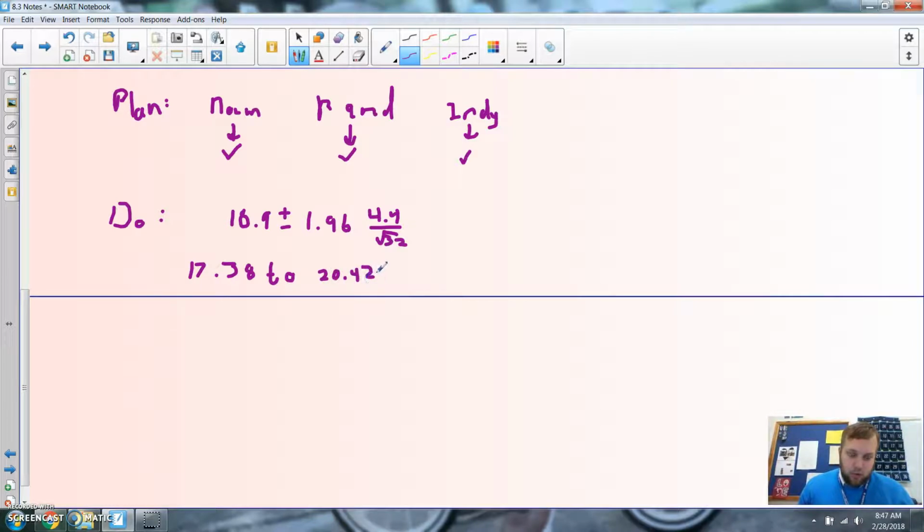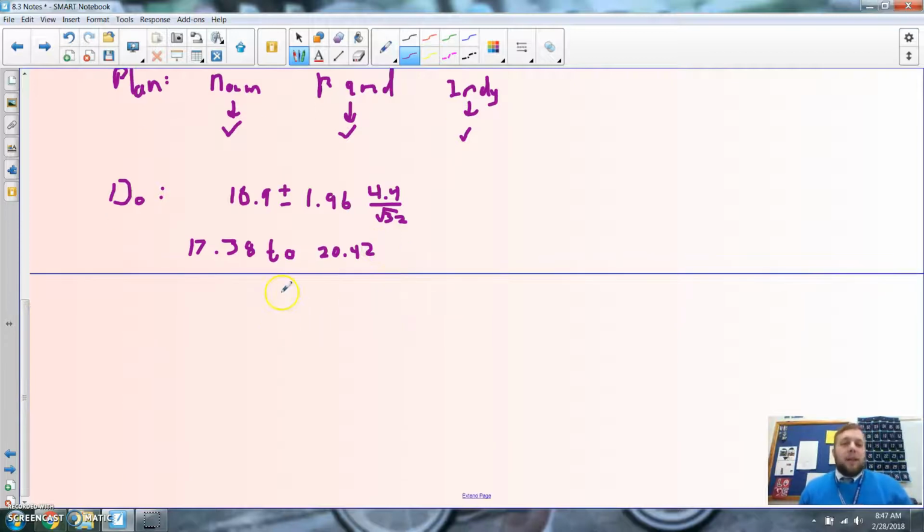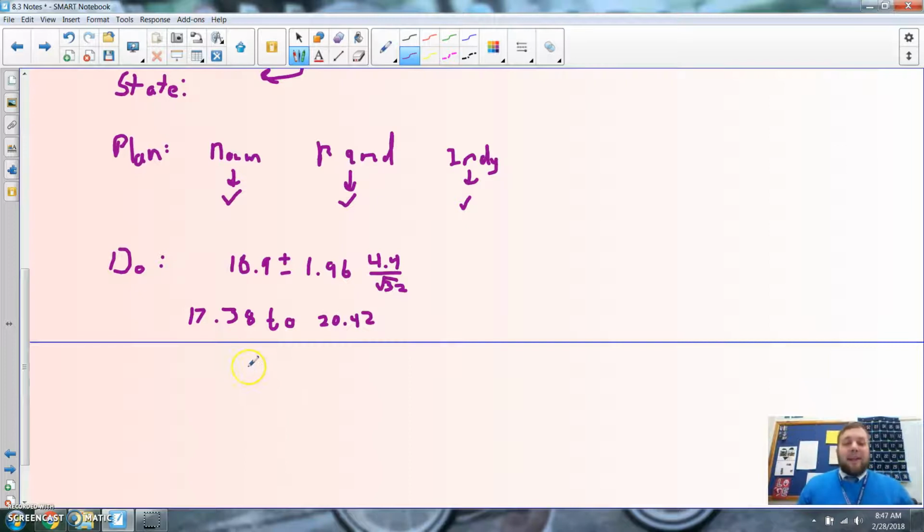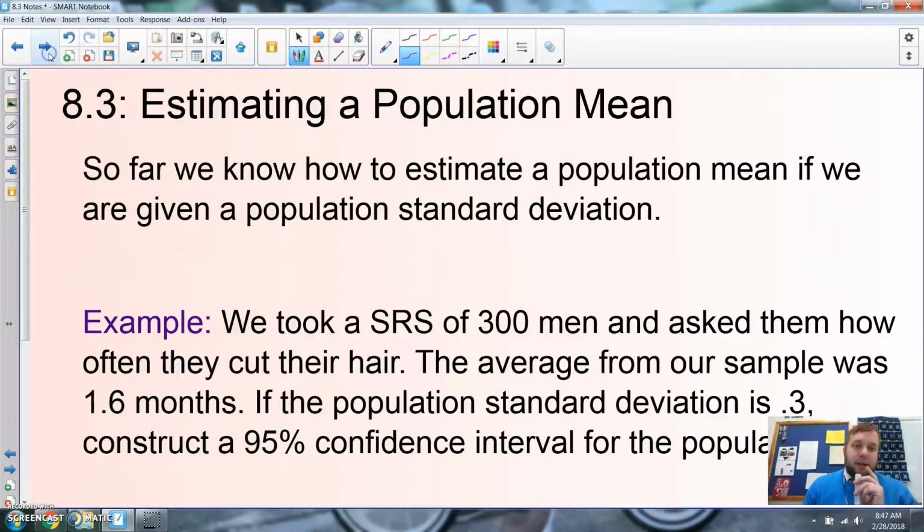20.42 roughly. Okay? And then in my conclusion, I would say I am 95% confident that I've captured the true mean of an ACT juniors mean score is somewhere between a 17.38 to a 20.42. We'll see in a little bit. All right. There we go. That is how we would do it. Not too bad, right? Not too shabby.